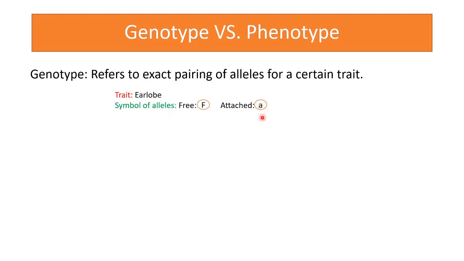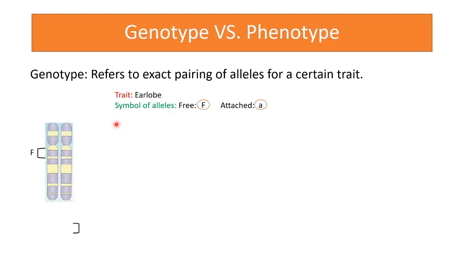How could we know whether a certain allele is dominant or recessive? This is given for us, or sometimes in some cases we have to discover it by ourselves. Later I'm going to teach you how to determine whether a certain allele is dominant or recessive. But if you remember from the previous session, we said that free is dominant over attached. For that reason, I symbolized the alleles like this: capital F for free, small a for attached.